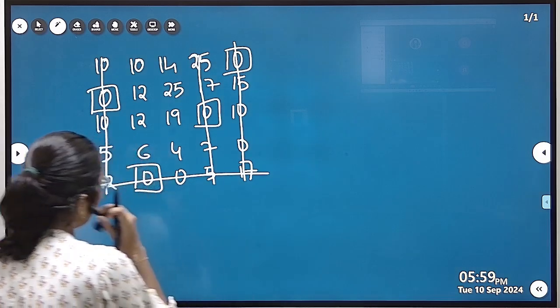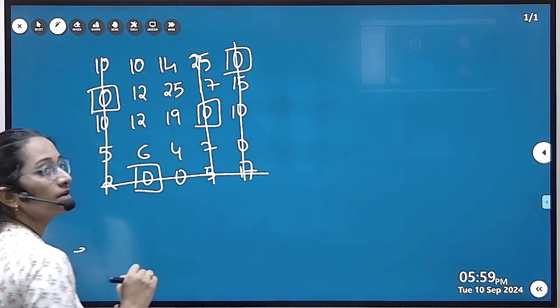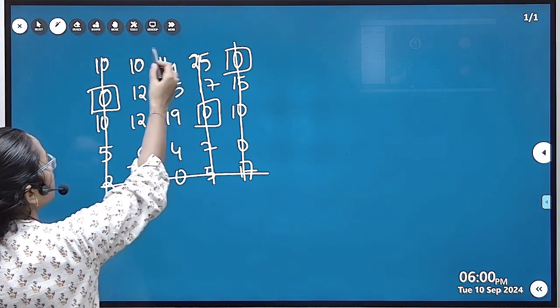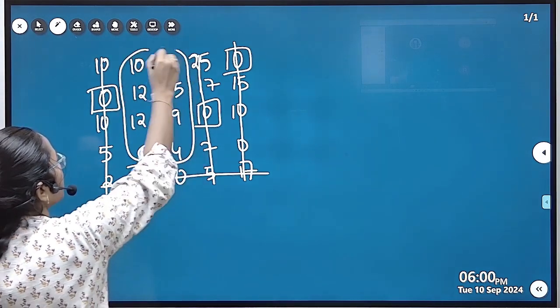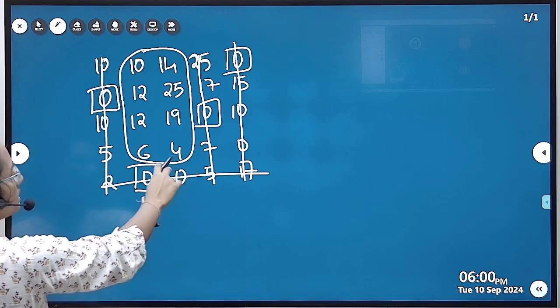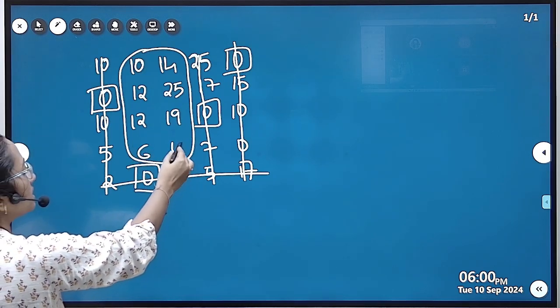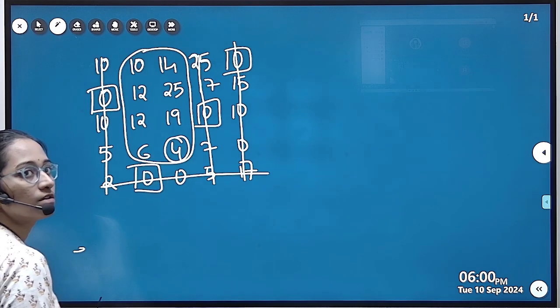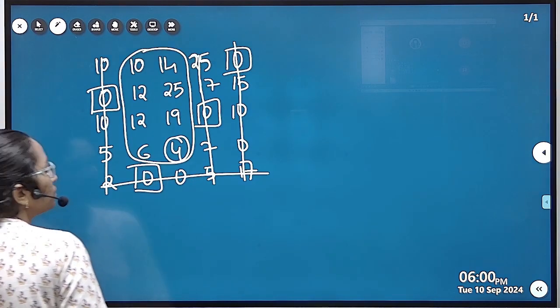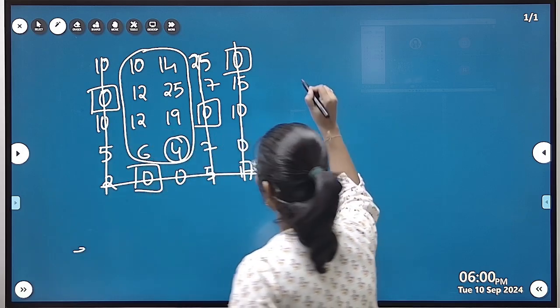So now we need to cancel like this. So the remaining numbers are this one. So we need to choose the least number among these. So which one is the least number? 4. So 4 is the least number, right? So we need to make another improved matrix.